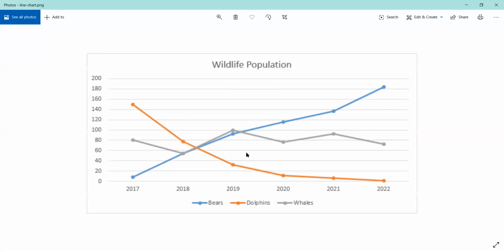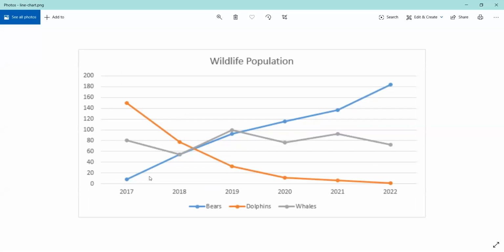If you can see, they are measuring the wildlife population of bears, dolphins, and whales. So you have three different line diagrams here measuring the population of bears, dolphins and whales across different years. From 2017 they are giving some projected scores as well, a projected score for 2022 based on the current rate of reproduction or rate of preservation, how many dolphins and how many bears and how many whales there will be. So from this you can clearly know if the number is increasing or decreasing.